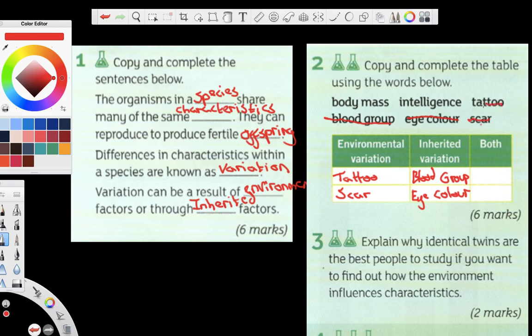And then finally, under both, we could have body mass, because you could have the genes to have a high body mass, but no food available to have a big body mass. And you could have also said intelligence, because although you've got the genes to be intelligent, you may not have any education or any way of learning, so it won't improve. So you should have had environmental variation, tattoos and scars. Under inherited variation, you should have had blood group and eye colour. And under both, you should have had body mass and intelligence.